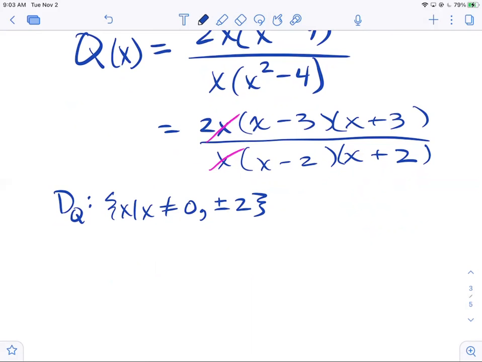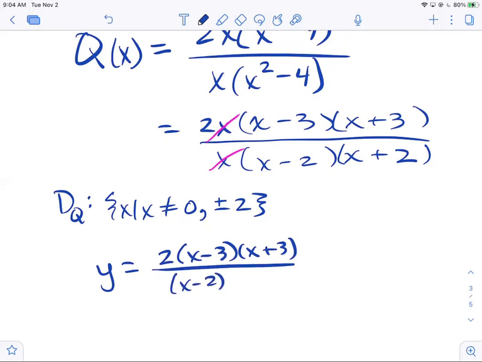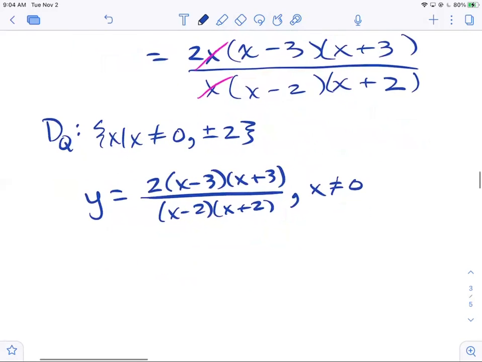So let's go ahead and write the simplified version. Q of X, or you want to call it Y? You can call it Y. Let's call it Y like we did in the warm-up, because we're about to plug something into it. Now you could still call it Q of X, but when you plug in your 0, you don't call it Q of 0. So we'll call it Y equals 2 times (x minus 3)(x plus 3) all over (x minus 2)(x plus 2). And then we warn people, hey, don't use the 0. There's your simplified version. So we're going to use that for everything except finding the Y value of the hole, okay?